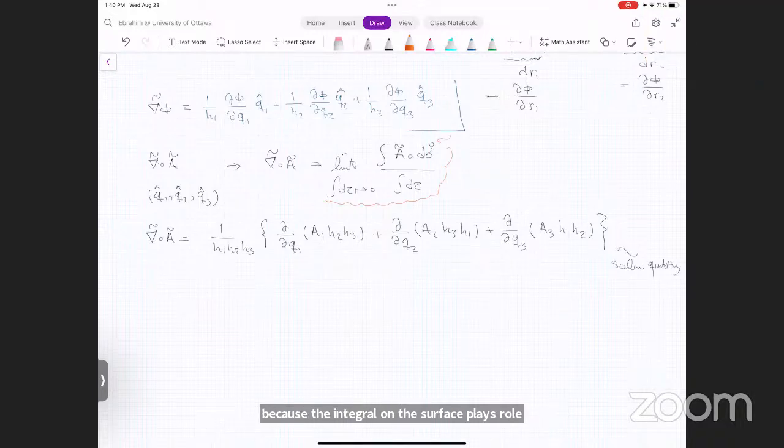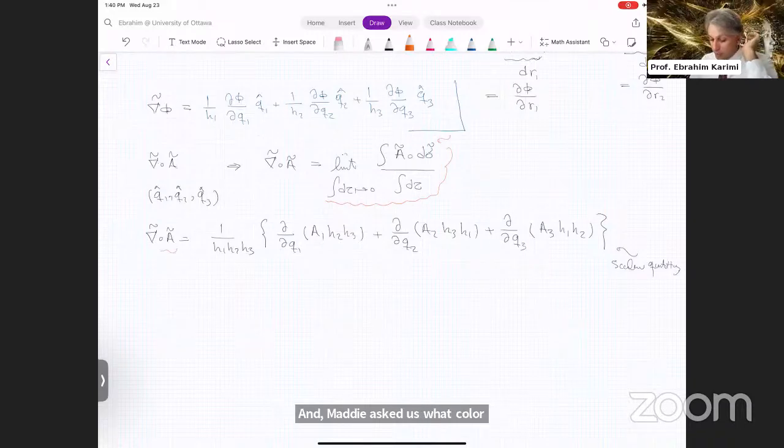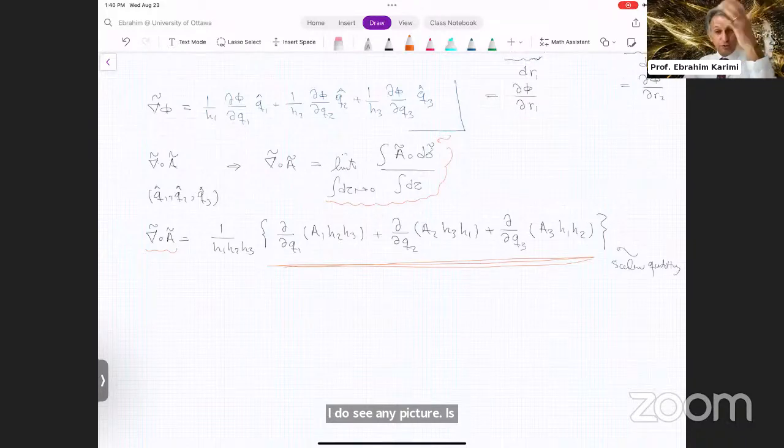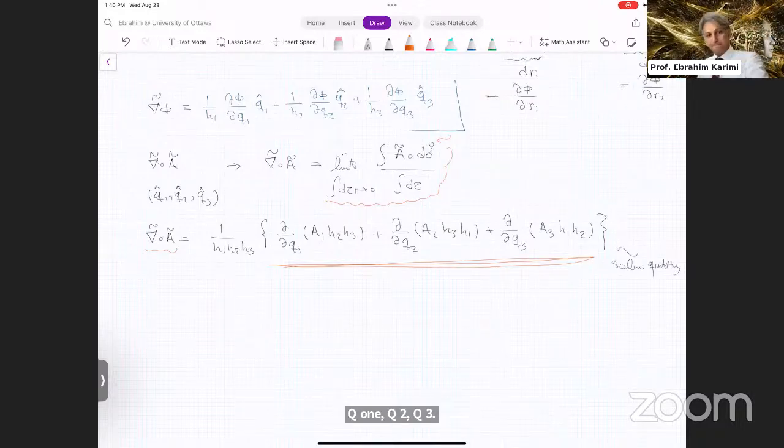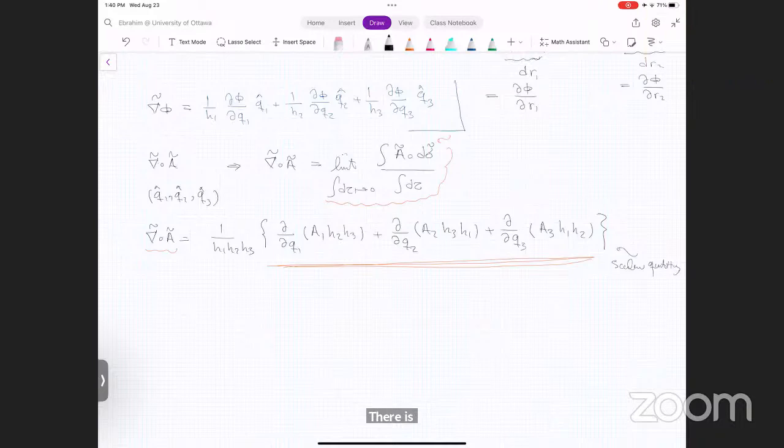Thank you. And Mahdi asks why it is a scalar quantity. Oh, because it's a divergence, it's a dot product. It's a flux. Right? Do you see any vector here? I don't see any vector. It is the derivative with respect to Q1, Q2, Q3. There are no unit vectors in the calculation. Okay. Thank you, Professor. That was all for now.